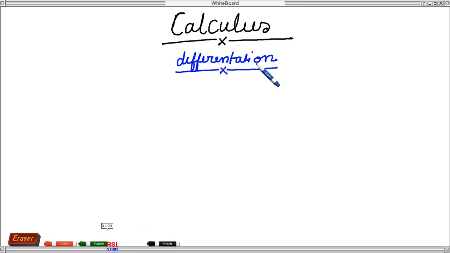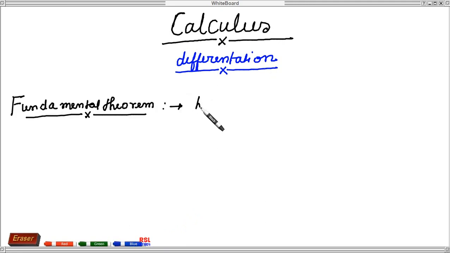So here we will see calculus. In calculus we will deal with the chapter on differentiation. So, fundamental theorem of calculus. We will study the fundamental theorem of calculus.